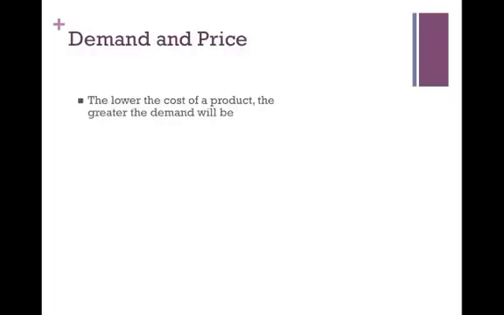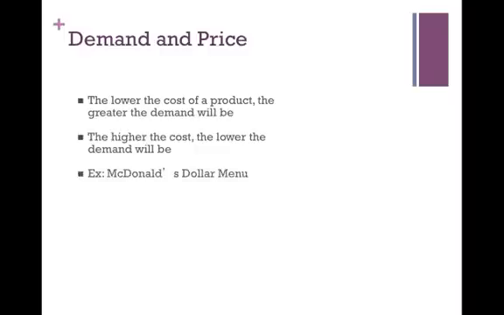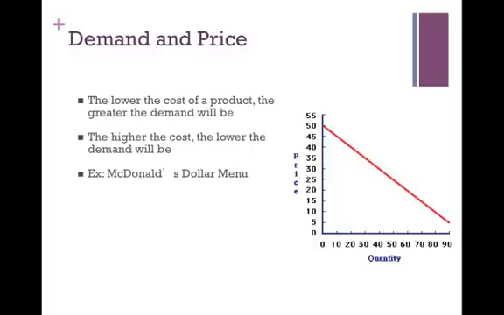Demand and price. The lower the cost of the product, the greater the demand will be. The higher the cost, the lower the demand will be. Example, McDonald's dollar menu. If you think about the dollar menu, those items are in high demand because they are, in theory, good, but realistically, cheap. And if you look at it represented on this graph, you can see that as the price is high, the quantity that people want is low, but the lower the price gets, down here at $5, the more of it that people want.